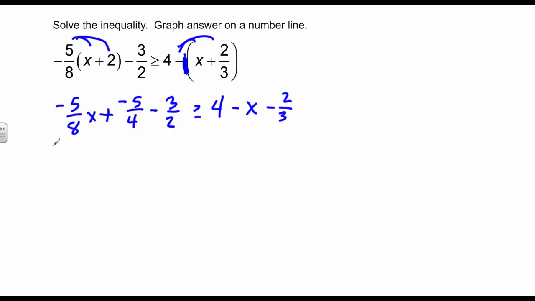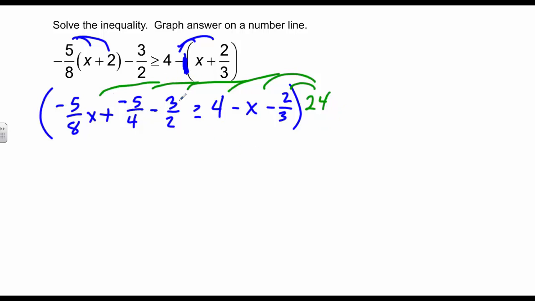So now I look at this and I say, wow, I've got an 8, a 4, a 2, and a 3 in my denominators, and I'm going to need to clear all those. So I need to find a number that all those numbers go into. And the only thing I can think of that's on the small side is 24. So I'm going to multiply every single term on both sides of the equation by 24. And since it's a positive, I don't need to reverse the inequality sign.